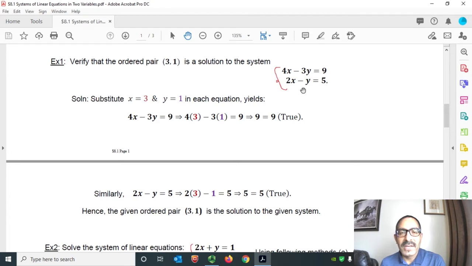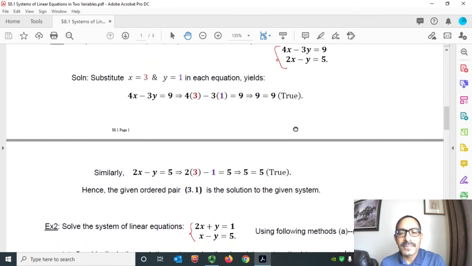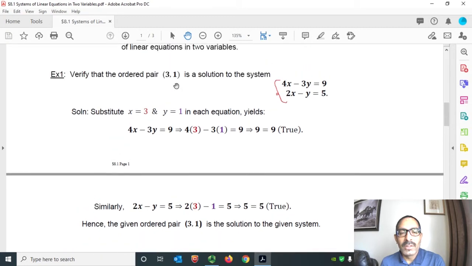Now let's check the second equation. The second equation is 2x minus y equals 5. Again, put x equals 3, y equals 1. So in the next step, we have 2 times 3 minus 1 equals 5. This implies 2 times 3 is 6, minus 1 is 5. So 5 equals 5. That means the given ordered pair (3, 1) also satisfies the second equation in the system.